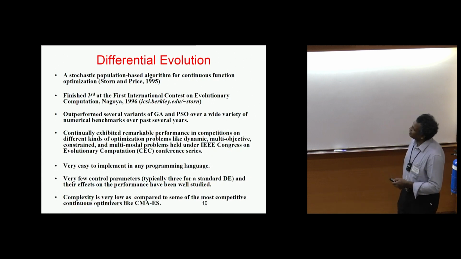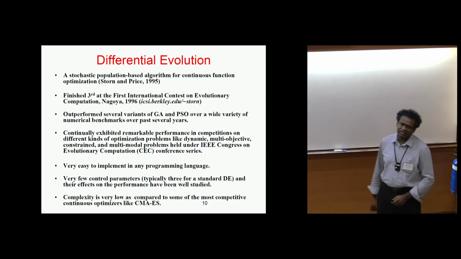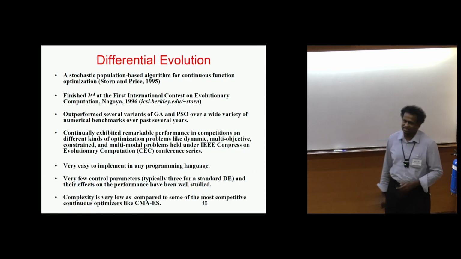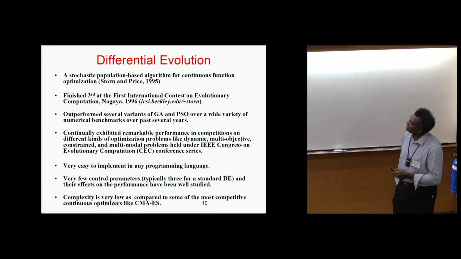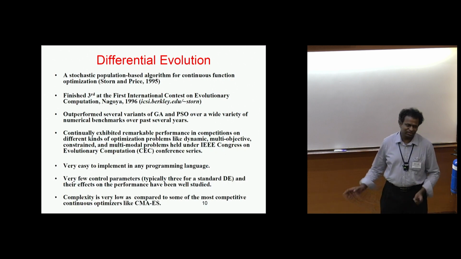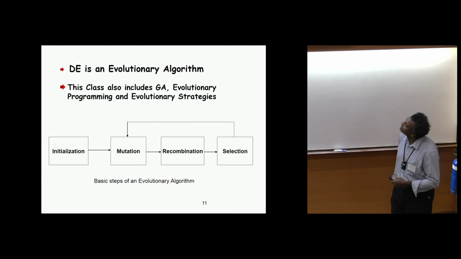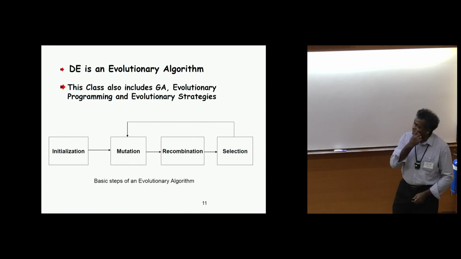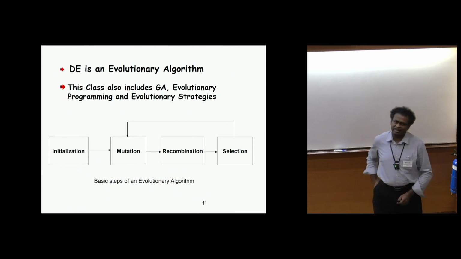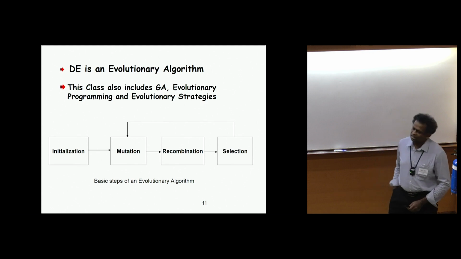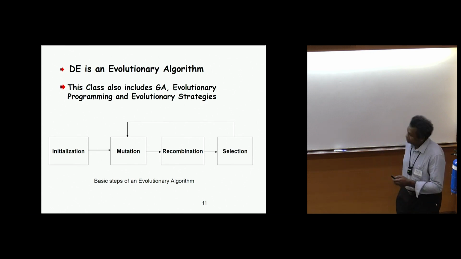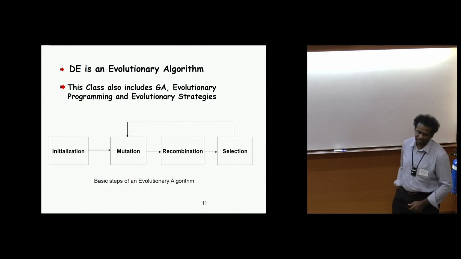These statements are true for the basic differential evolution, but nowadays the improved versions are very complicated. They have lots of variations and enhancements, so they are not straightforward. Differential evolution is basically an evolutionary algorithm, so it follows similar steps as other evolutionary algorithms. You have population initialization, mutation, crossover, selection.